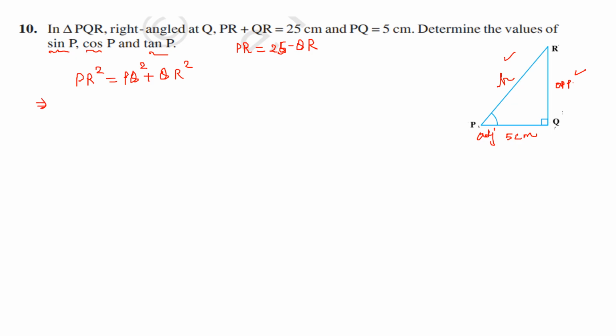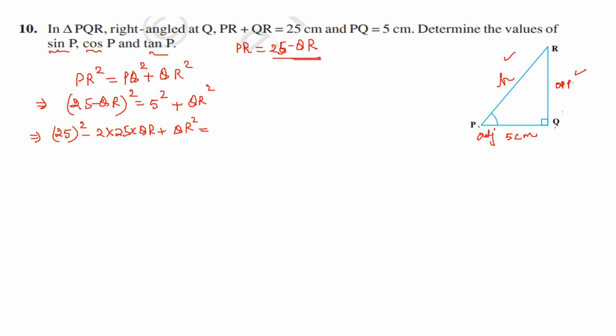Now in place of PR, I am going to put 25 minus QR, whole square, which is equal to 5 square, because value of PQ is given, plus QR square. Now (A minus B) whole square you have to use. So it will be 25 whole square minus 2 into 25 into QR plus QR whole square equal to 25 plus QR square. Now 25 square is 625. 2 into 25 is 50 QR.